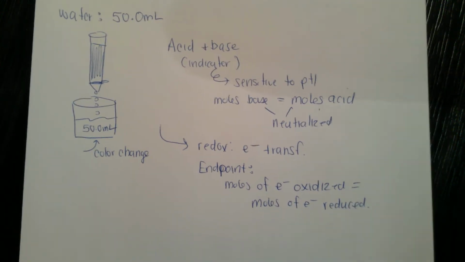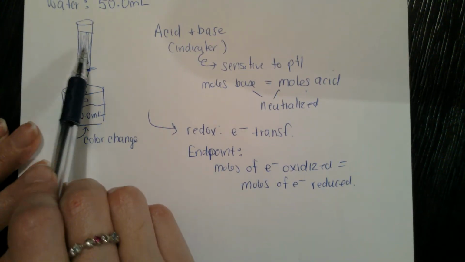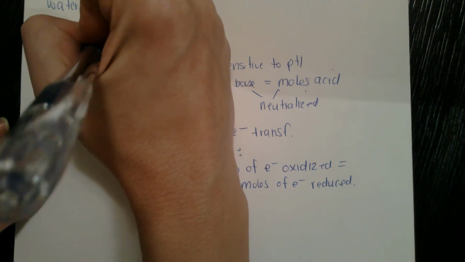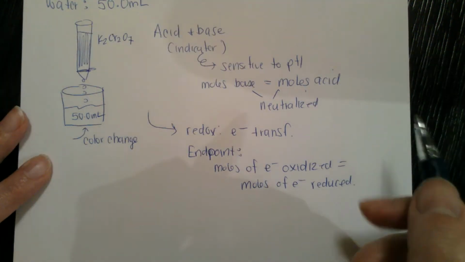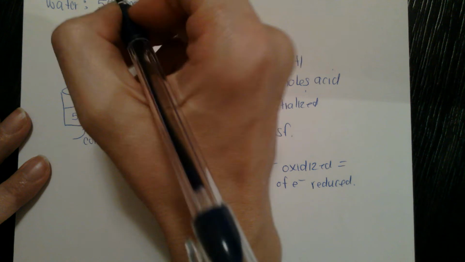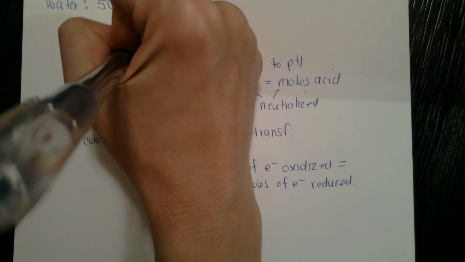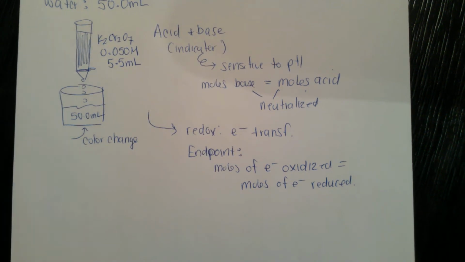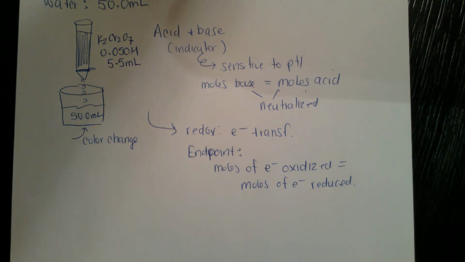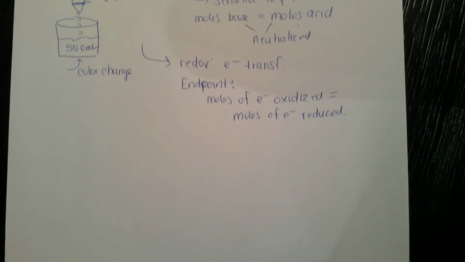Okay, so in our problem here, we are doing this nice titration, and it told us we have K2Cr2O7 in our burette at a concentration of 0.050 molar. To complete this titration and get that nice color change, it only required 5.5 milliliters. Okay, so let's take a look at the math associated with this here.